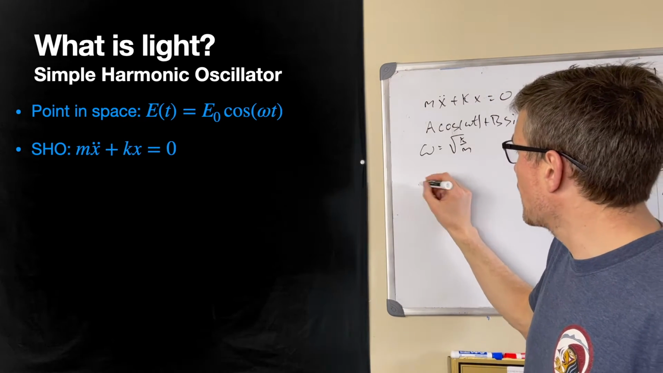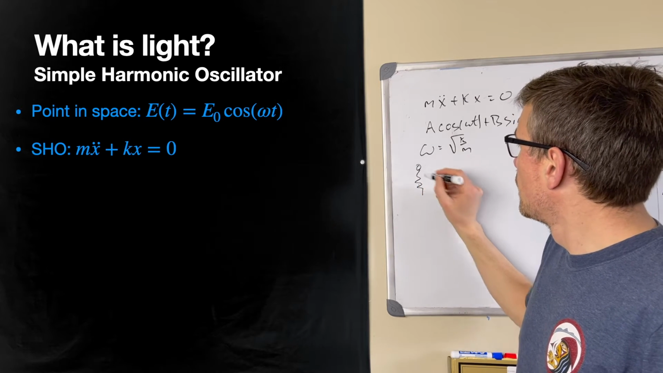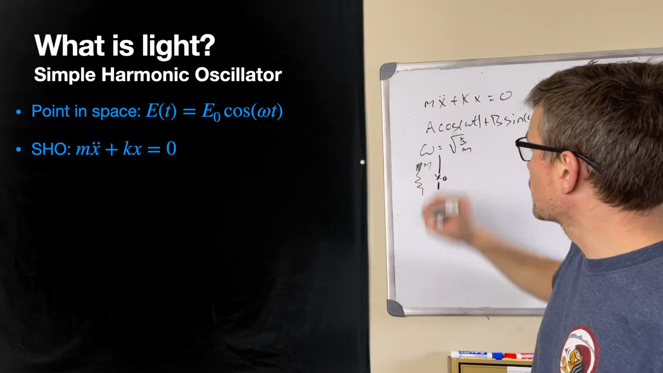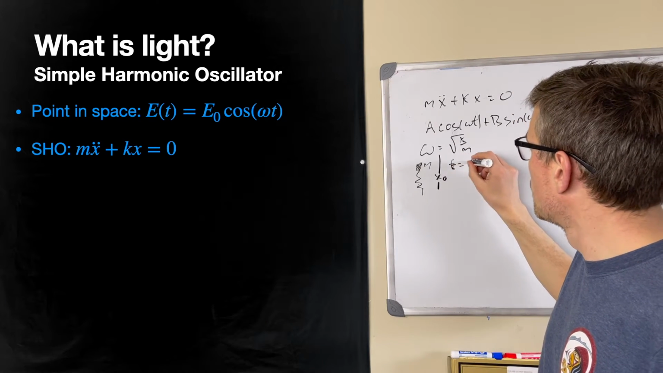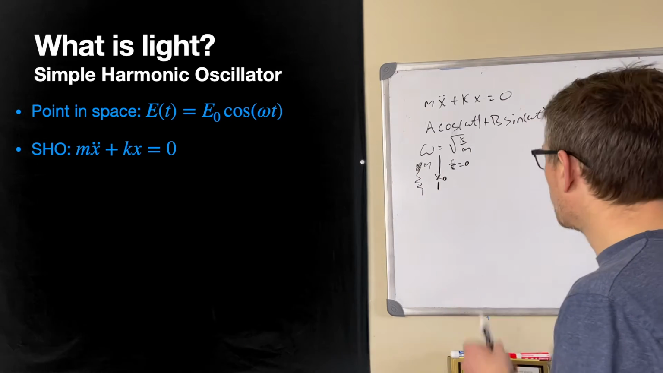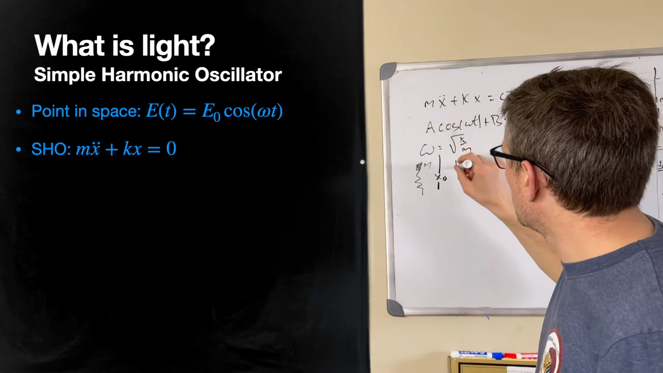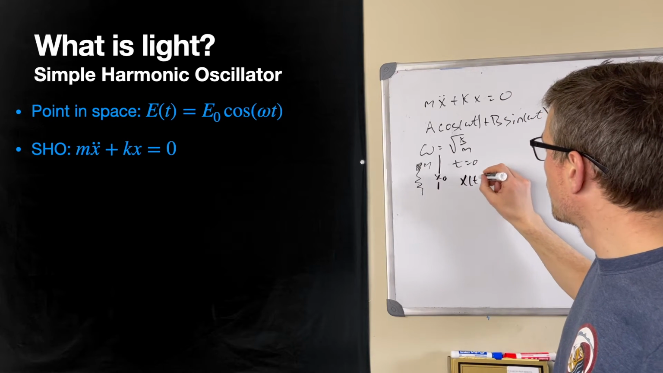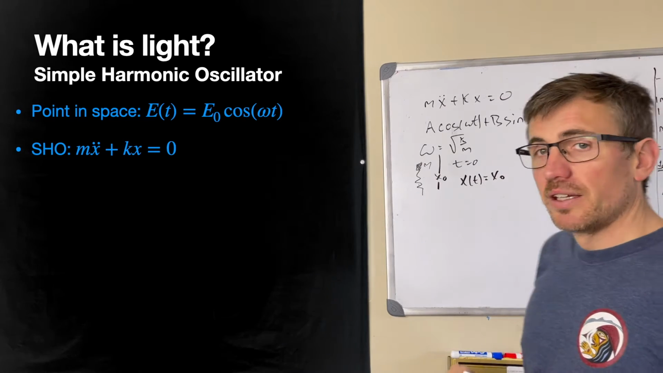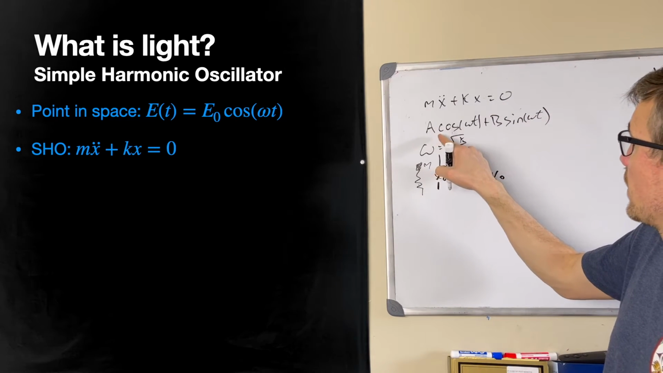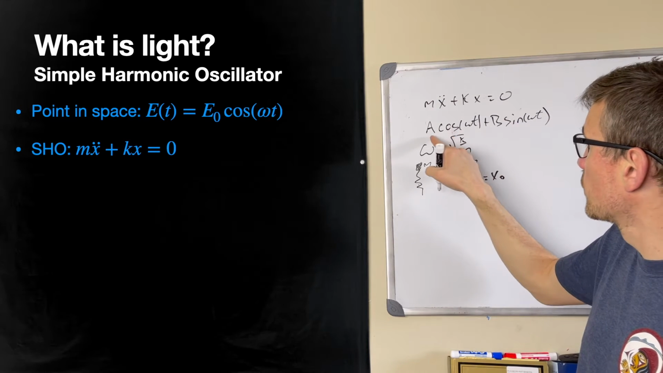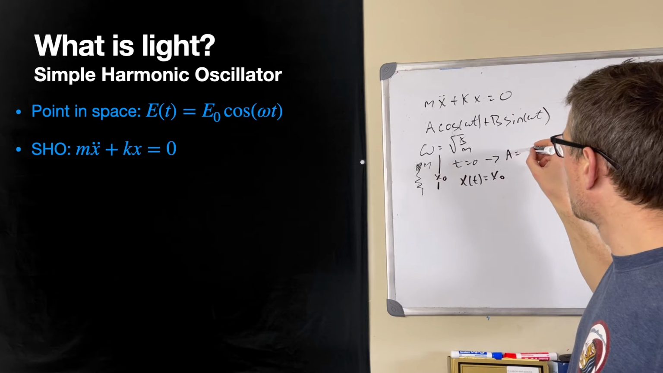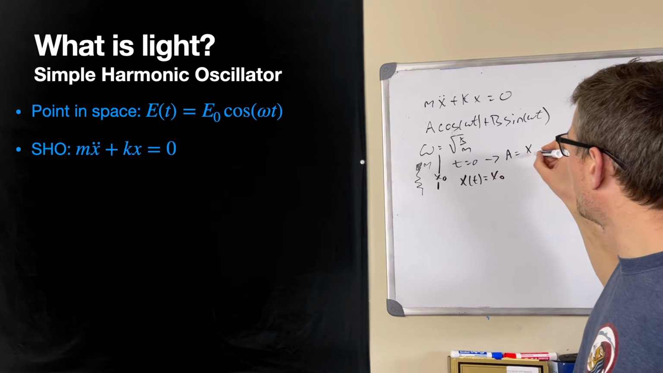Let's say that it's maximally stretched. We have our mass here, it's maximally stretched at an amplitude x naught at time t equals 0. At time t equals 0, we have x of t is equal to x naught. Okay, so we plug that in and we see that that's cos of 0, which is 1, so it's a, and sine of 0 is 0, so that tells us that a is equal to x naught.